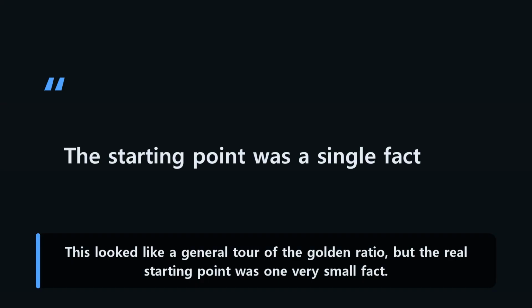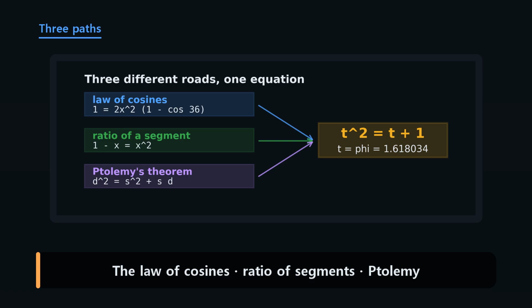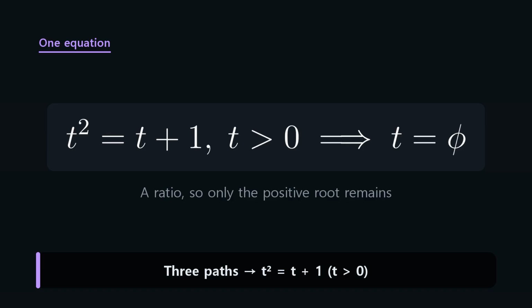This looked like a general tour of the golden ratio, but the real starting point was one very small fact. That the cosine of 36 degrees is half the golden ratio. That single gear tooth was everything. That gear tooth caught the law of cosines, the proportion of segments and Ptolemy's theorem, and turned them all. The 3 paths started from different places, but at the end they met in one and the same equation.